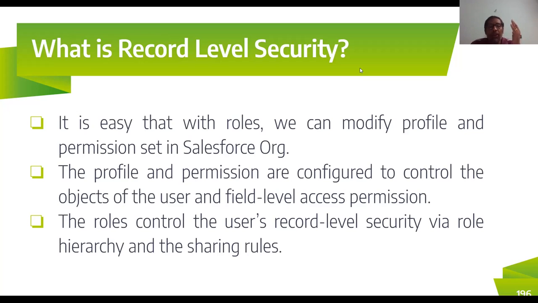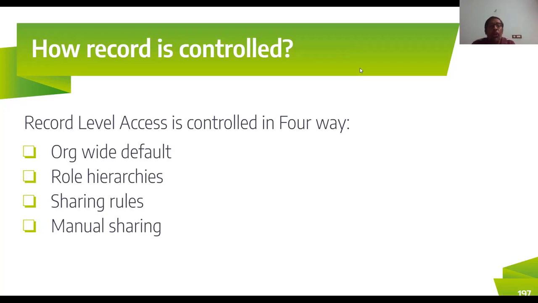The same way here, we are going to control record level security via roles and sharing rules. So how is record access controlled? Record level access is controlled in four ways. One is organization by default, the next is role hierarchy, the next is sharing rule, and the last is manual sharing. We are going to discuss all of these elaborately now.